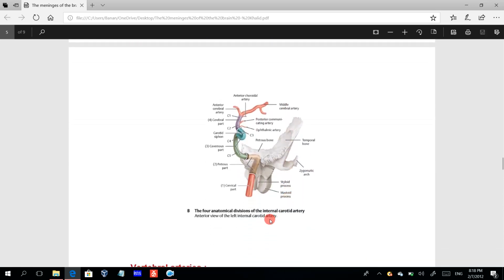But this picture shows you the course of the internal carotid artery. Here is the carotid canal. It enters the middle cranial fossa through the carotid canal, the buttress bone, and it leaves the canal through foramen lacerum, and then it goes to enter the cavernous sinus, within the cavernous sinus, and after it leaves the cavernous sinus, it gives its branches.